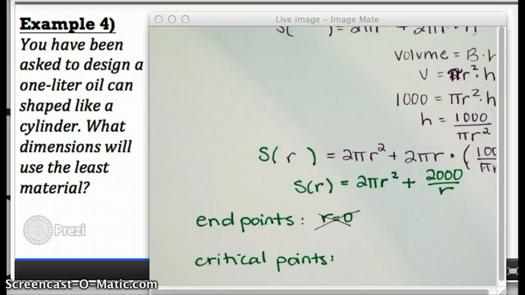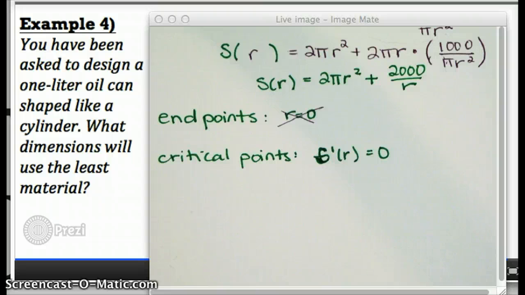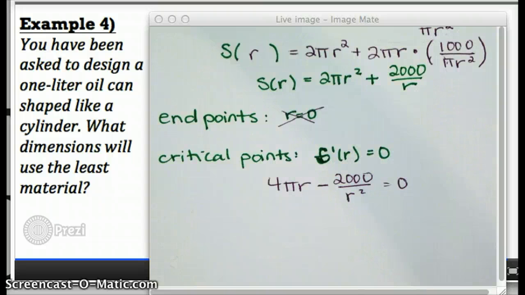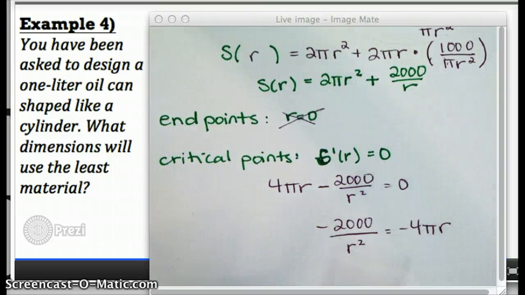Critical points. Let's find the critical points. How do we do that? Yep, we just set the derivative equal to 0, and then we solve to get r by itself, which I'll do by subtracting 4 pi r, and then cross multiplying.